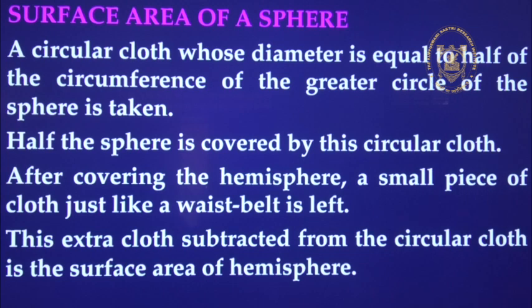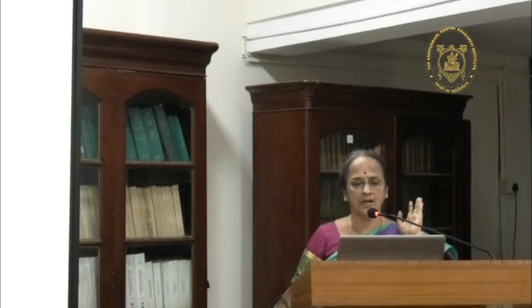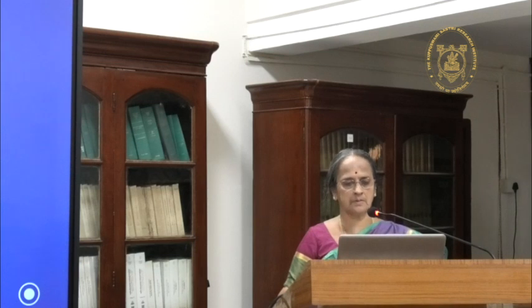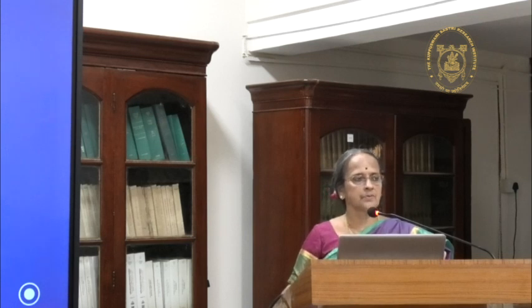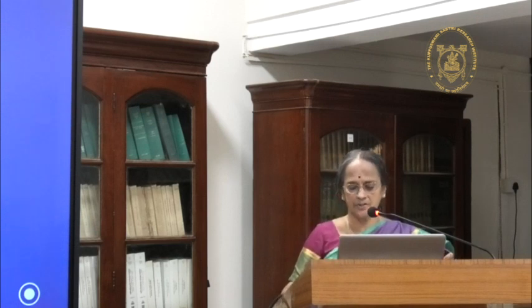To find the surface area of a sphere, you take a circular cloth whose diameter is equal to the circumference of the greater circle of the sphere. In the sphere you can have a lot of circles. You take the major circle, that is the greater circle, and half the circumference is taken as the diameter of the circular cloth.